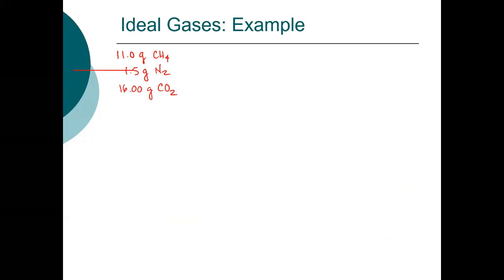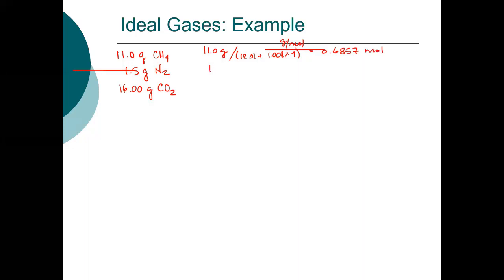So we'll divide each of the masses by the molecular weight. And in this case, we can use grams per mole or grams per gram mole. And this is equal to 0.6857 moles.